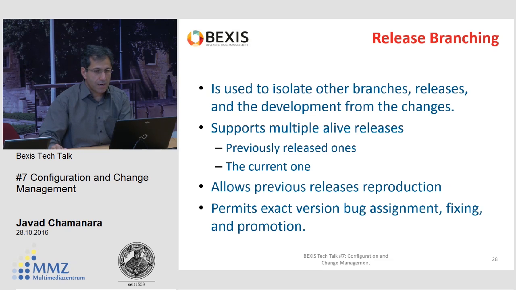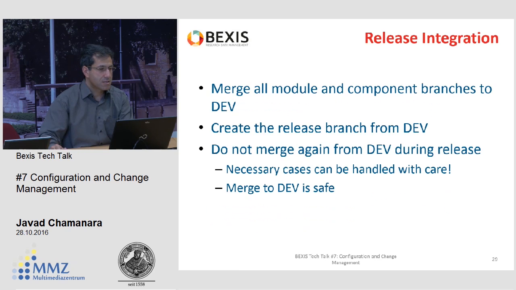So when we are done with the release, then we need to integrate the release changes to the upper branches. In this case, when we are going to start a release, we ask all the module and component owners to merge to the dev and then do some integration test on the dev. When everything is fine, we create the release branch from the dev with all the features included.